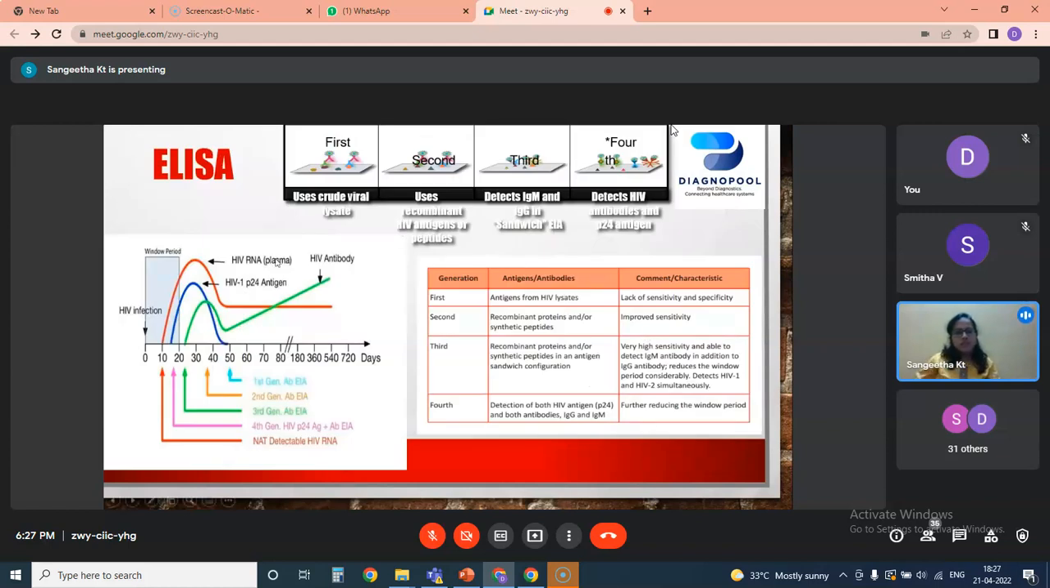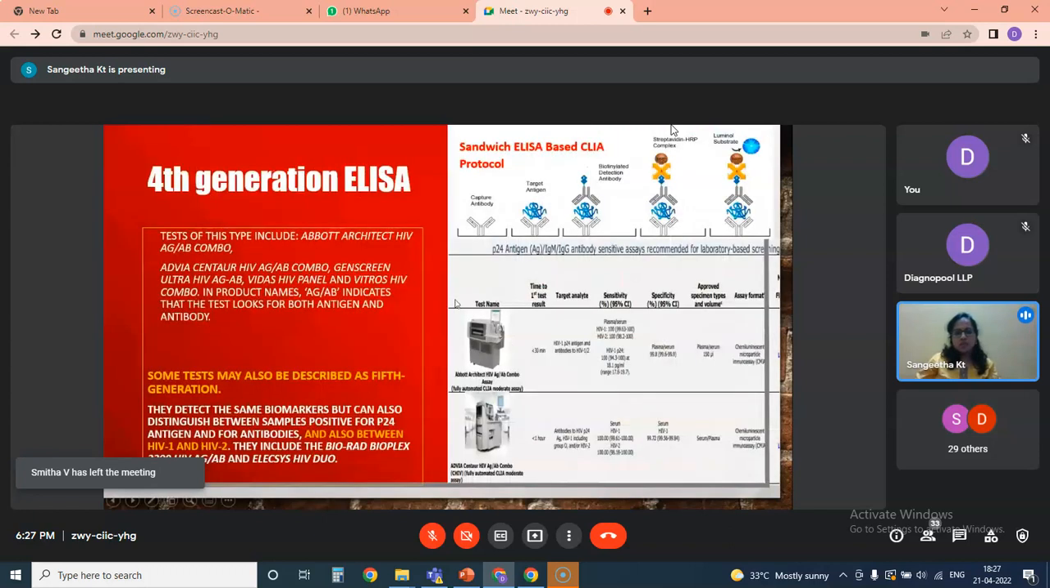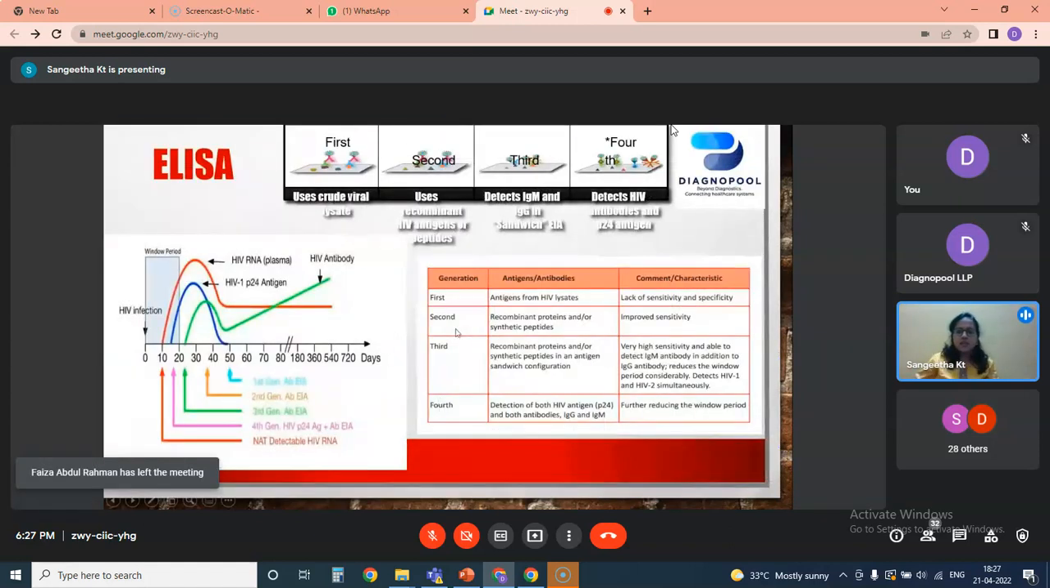Now when we discuss ELISAs, there are various different generations of ELISAs. The first to come up were the first generation ELISAs. Now we use the fourth generation ELISAs. The first generation ELISAs were actually lacking in sensitivity and specificity. They used antigens from HIV lysates. I'm not going into details of each one. Up to the third generation, they were detecting only antibodies. With each generation, the sensitivity improved.